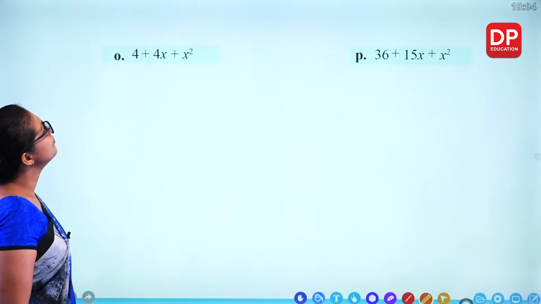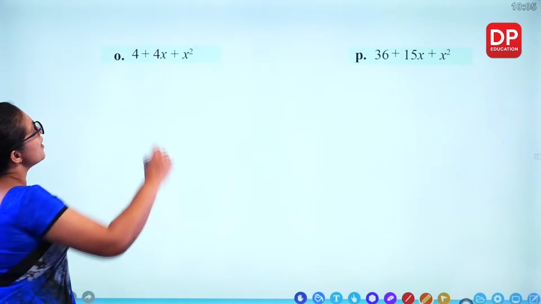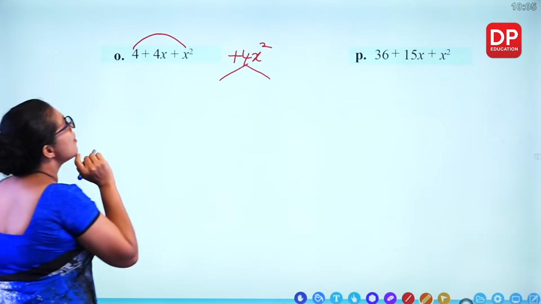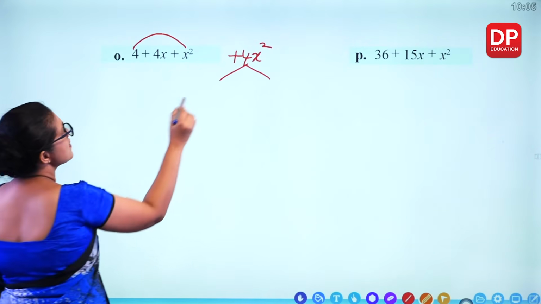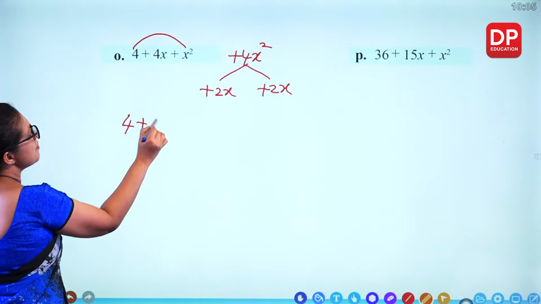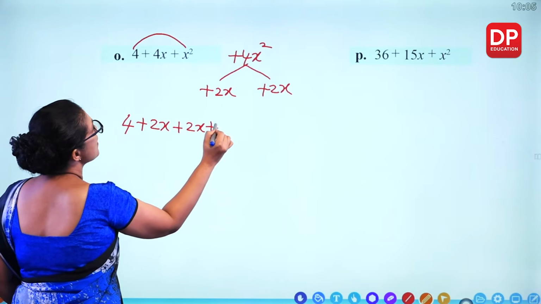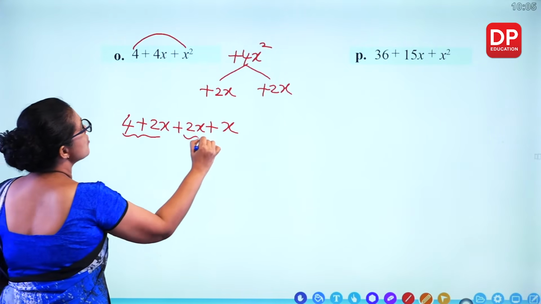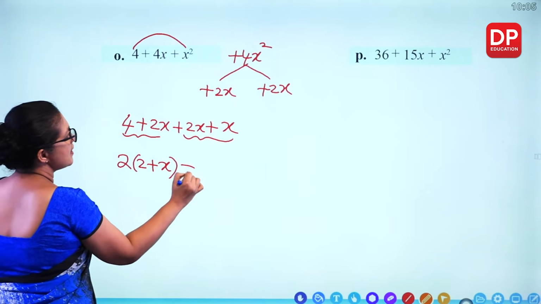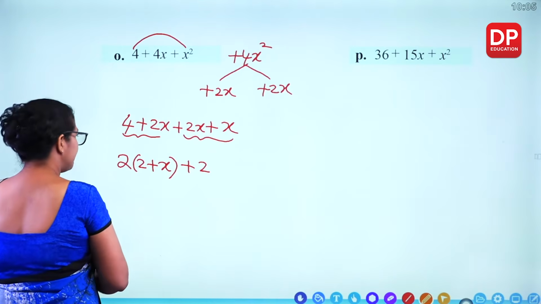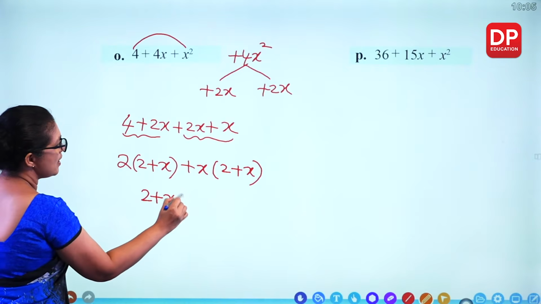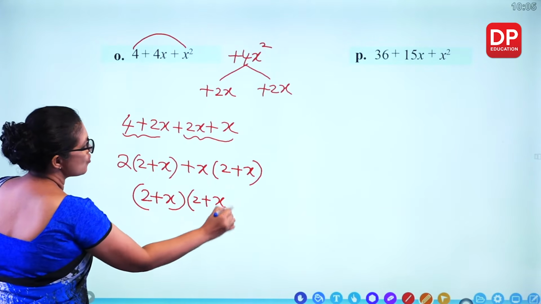This one, 4 plus 4x plus x squared, same thing. Plus 4x squared, middle term is plus, means both pluses. So plus 2x and plus 2x. Split the middle term, 2 plus 2x and plus 2x, and then take 2 at a time. What's common? 2 is common, 2 plus x, and here also x is common. 2 plus x. Now 2 plus x is common, and the remaining one is also 2 plus x.